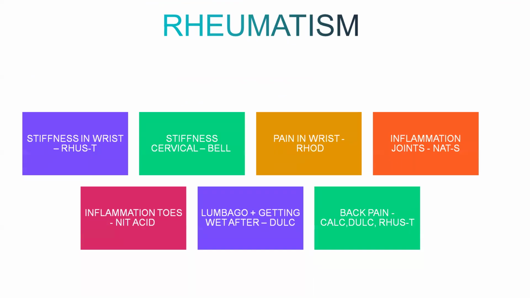Stiffness in the wrist is Rhus tox. Stiffness in the cervical is Belladonna. Pain in the wrist is Rhododendron. Inflammation of joints is Natrum sulph. Inflammation of toes is nitric acid. Lumbago with getting feet wet after, Dulcamara. Back pain is Calcarea, Dulcamara and Rhus tox.